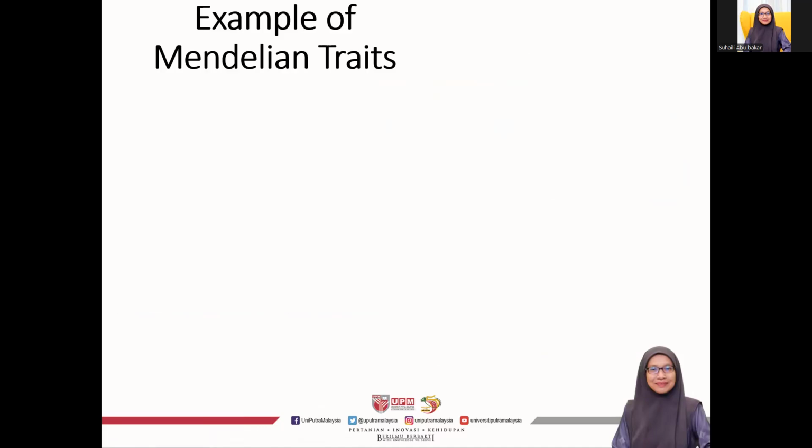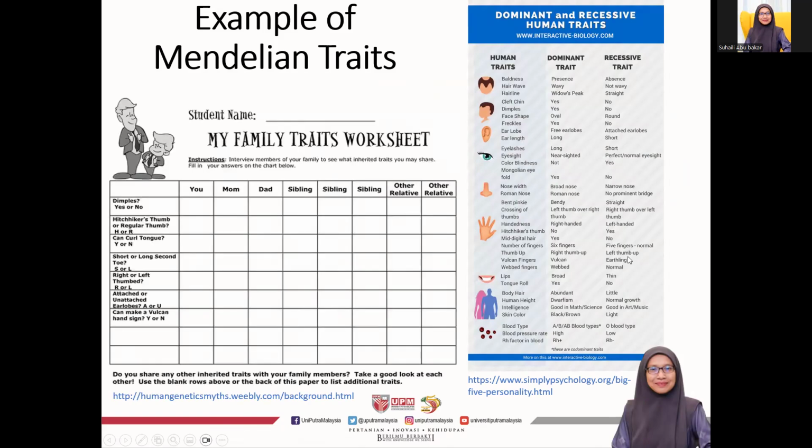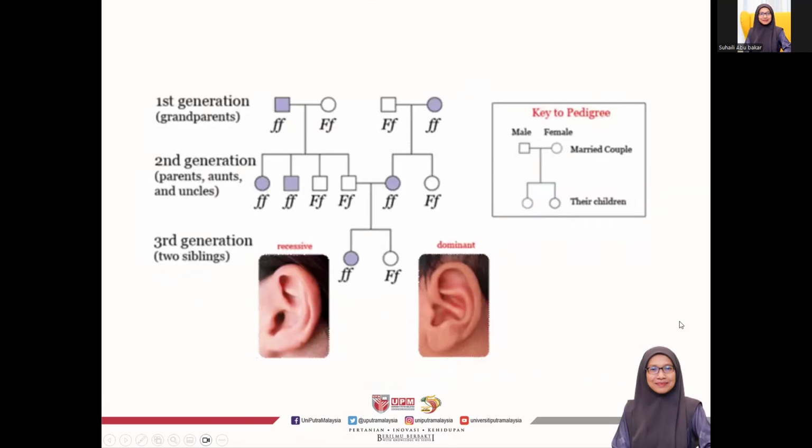And here are other human traits that we can follow through inheritance in the family by using this family traits worksheet. Write down here your family members, including you, and then the traits are here. Then observe the traits in your family and jot them down here. Then we can have something like this. This is a simple and common pedigree analysis.